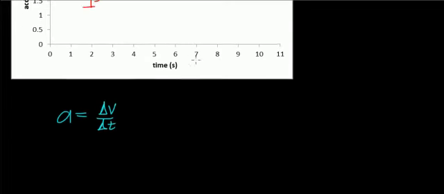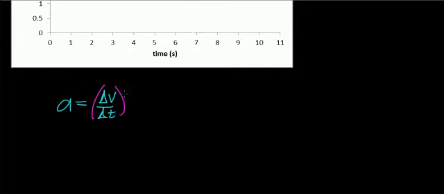Now, the first thing I'm going to do to isolate my change in velocity, which is what I'm looking for, is multiply both sides by delta t. By multiplying both sides by delta t, you isolate your change in velocity.